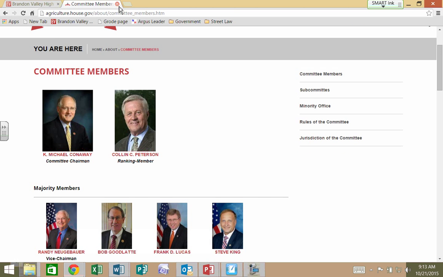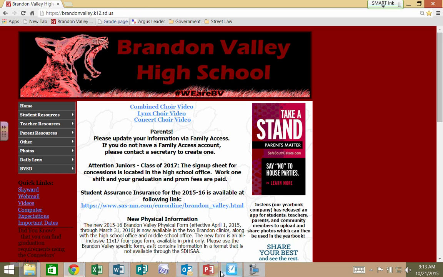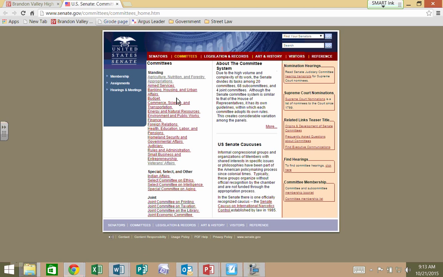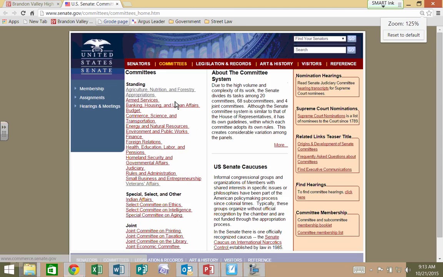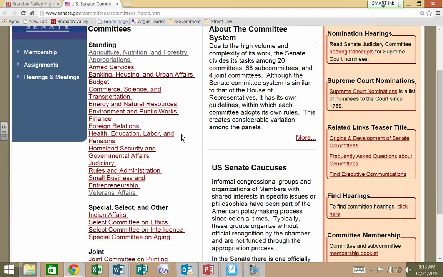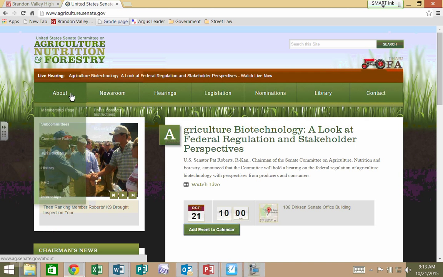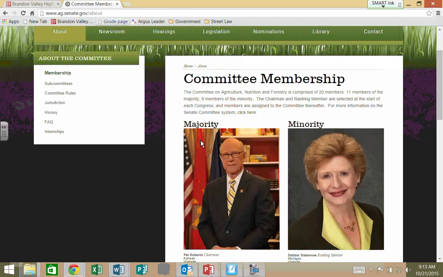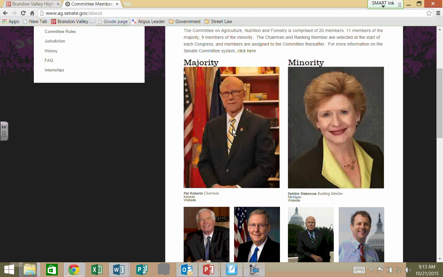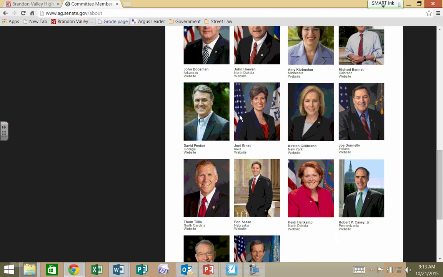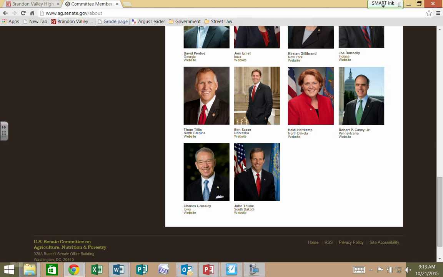If we go to the Senate, the Senate has different committees, but basically the same. They may have different names, but they're basically dealing with the same issues. So in the Senate committee, we could look at the Agriculture, Nutrition, and Forestry Committee. And if we go to the membership page, we see that the majority party is over here, and this is the chairperson, who is a Republican. And then we can scroll down, and these two columns are Republicans, and these two are Democrats. Notice there are more Republicans than there are Democrats on this committee.